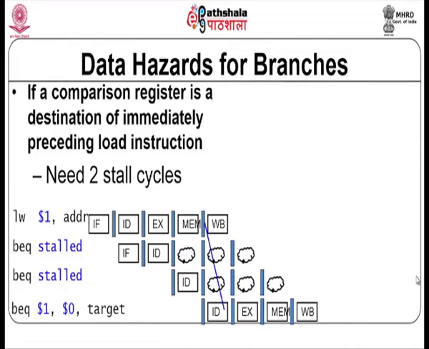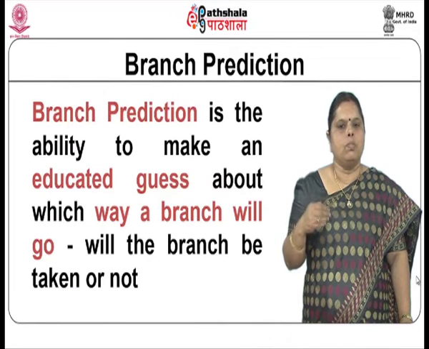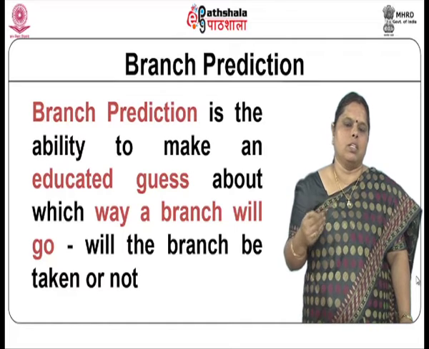So, if you have a load instruction, the data comes to the processor only during the fourth clock cycle. So, you anyway have to generate two stalls. Two stalls will have to be introduced, only then the data for your ID stage for the branch instruction arrives. So, that is how MIPS handles your branch hazards.